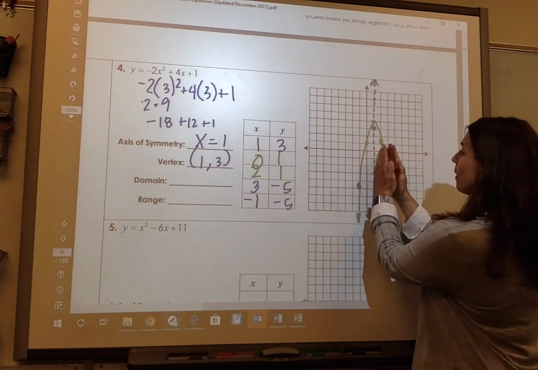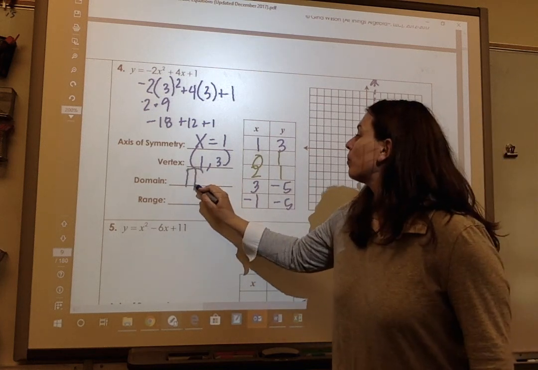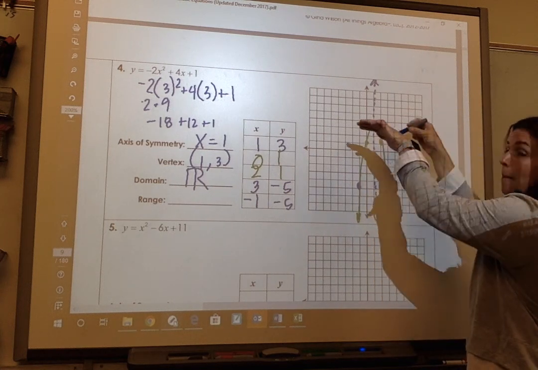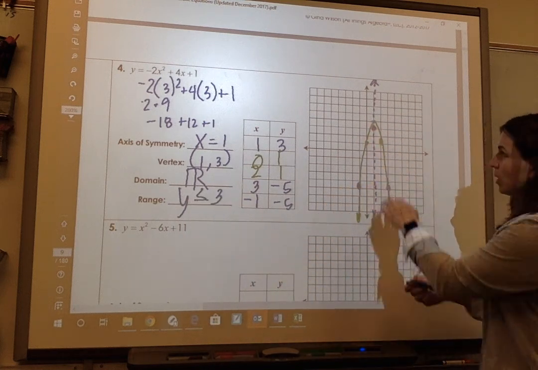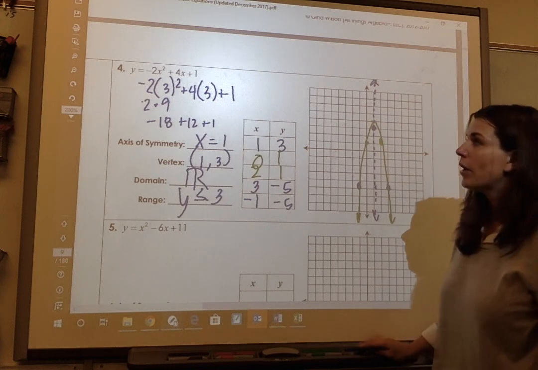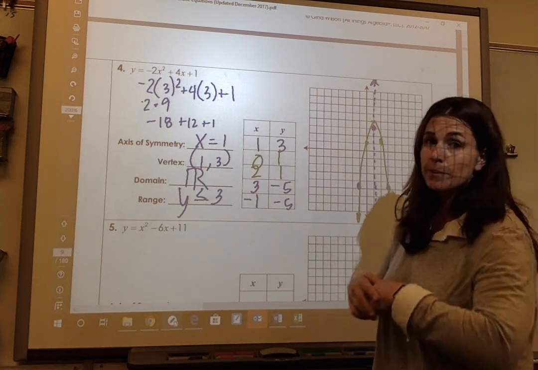So my domain, it's going to go all the way left, all the way right. So it's all real numbers. And my range, look, it's up here at 3, but its y is less than or equal to anything below 3. It's never going to be greater than 3. Always 3 or below. Okay, so that's how we graph in standard form quadratic equations. Good luck.